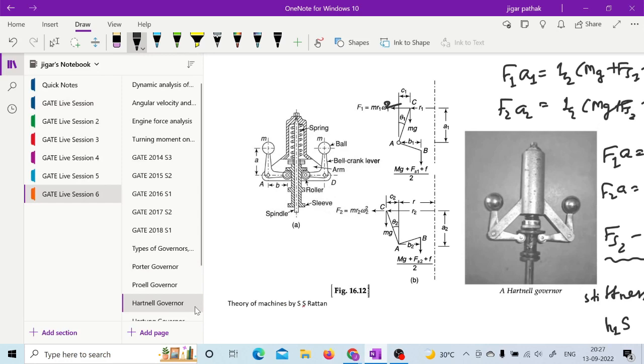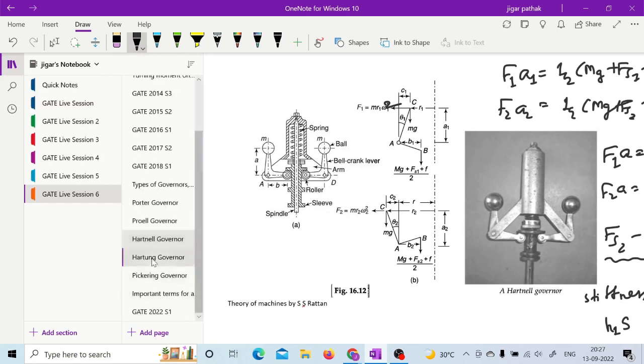So after that Hartnell governor, you are having this Hartung governor.